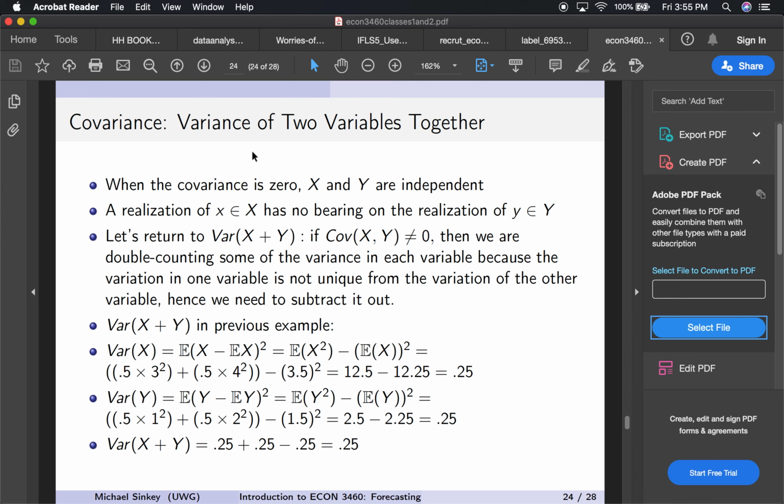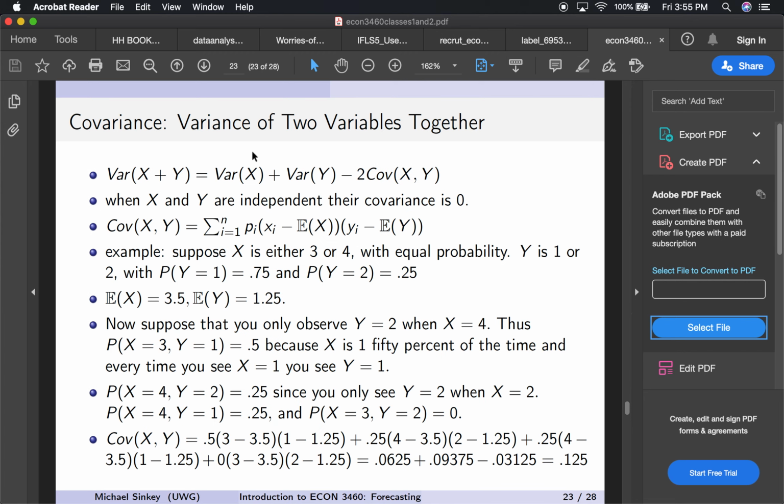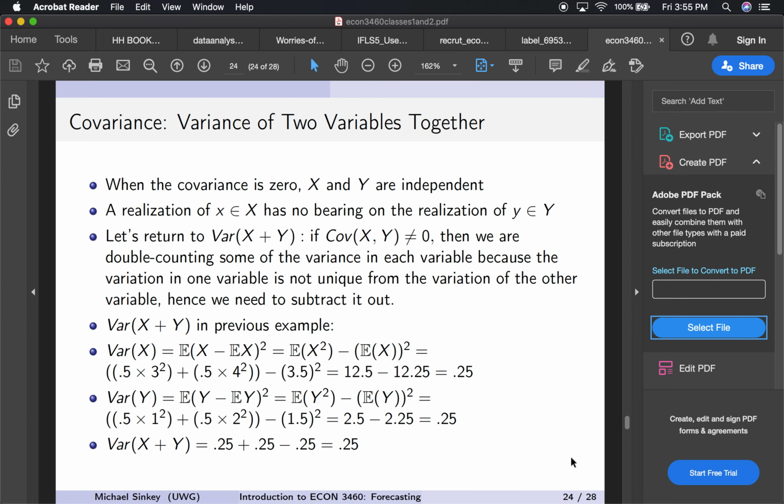Okay, so we've calculated the covariance. How do we find the variance of x plus y? Well, we find the variance of x plus the variance of y minus 2 times the covariance of x and y. Well, we have the covariance of x and y, so that's nice. When the covariance is 0, x and y are independent, so I can just add the variances, because the realization of x has no bearing on the realization of y. But that is not the case here.